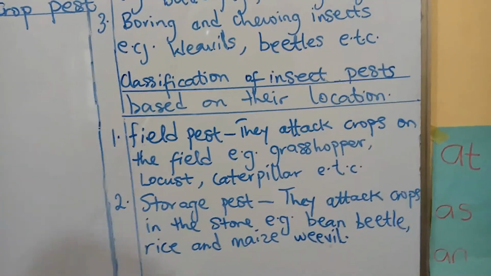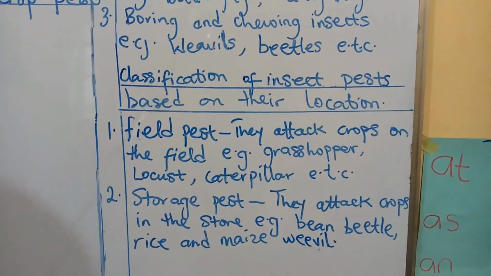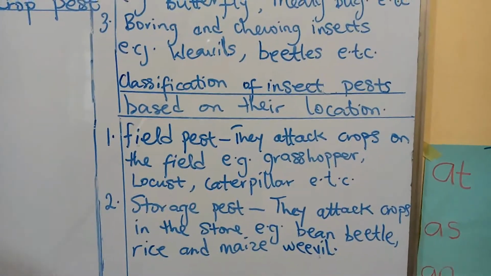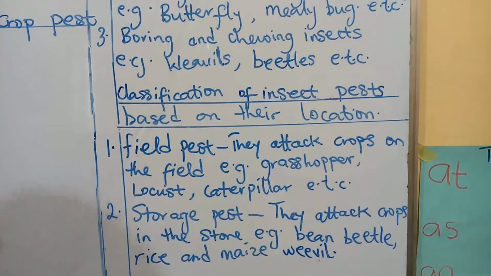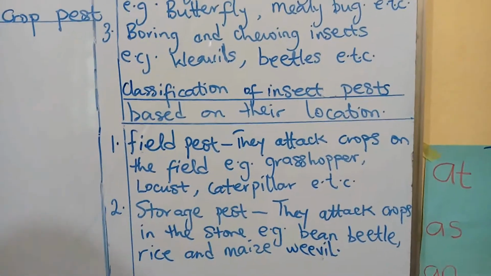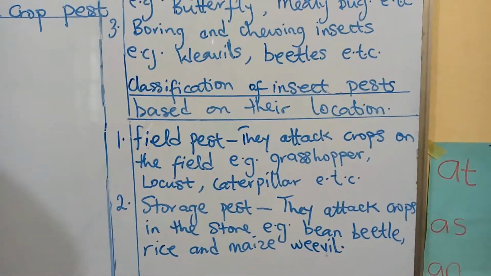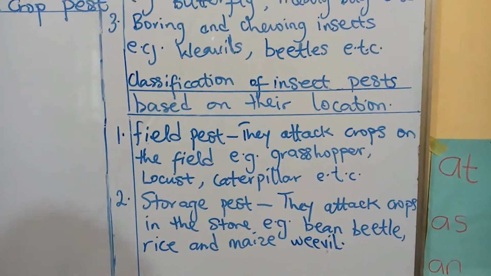We have the field pests. These ones attack crops on the field. Examples are the grasshopper, the locust, the caterpillar. We have crickets, that's not on the board. We have termites, and we have what are called aphids, and there are so many of them. Now, number two, we have storage pests. These ones attack crops in the store.